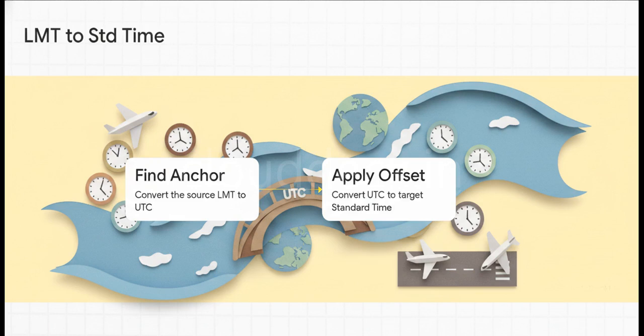Never, ever try to convert directly from one LMT to another local standard time. You will get it wrong. The secret here? You must use UTC as your mandatory anchor point. Step 1. Convert your source LMT to UTC. Step 2. Apply the zone time offset to convert that UTC into your target standard time. Just remember, UTC is the universal bridge you absolutely must cross every single time.